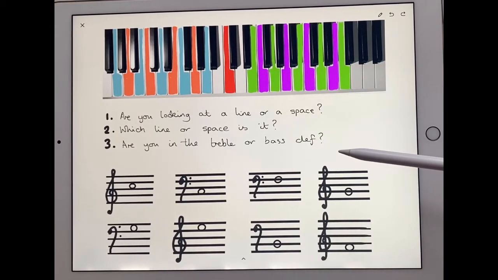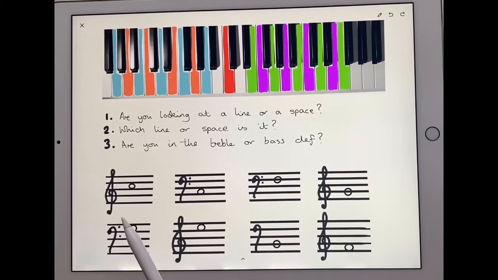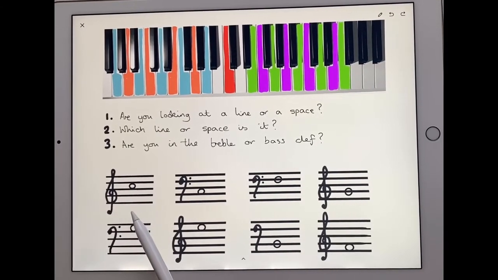And then step number 3, you just need to double check. Are you in the treble or bass clef? Because that will tell you which rhyme you need. Let's look at the first one here then. First of all, are you looking at a line or a space? Pause the video here and have a discussion with the person you're working with.